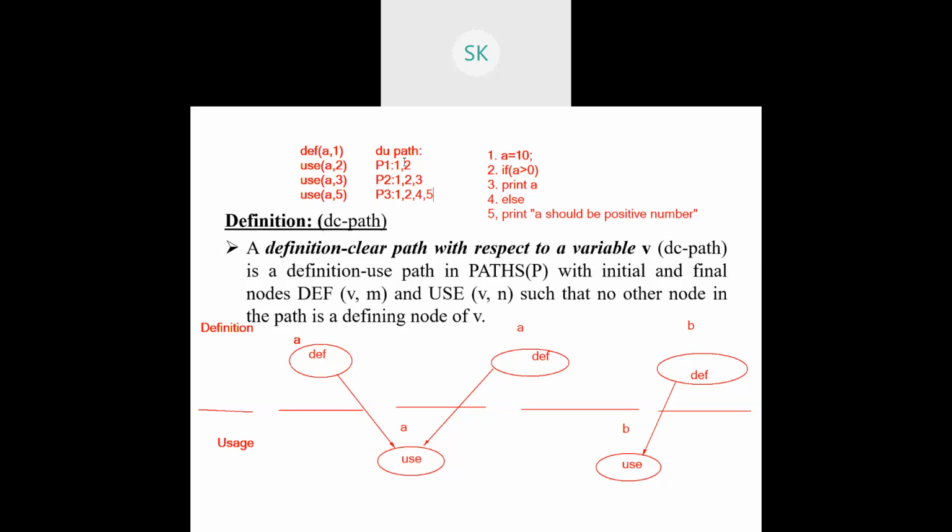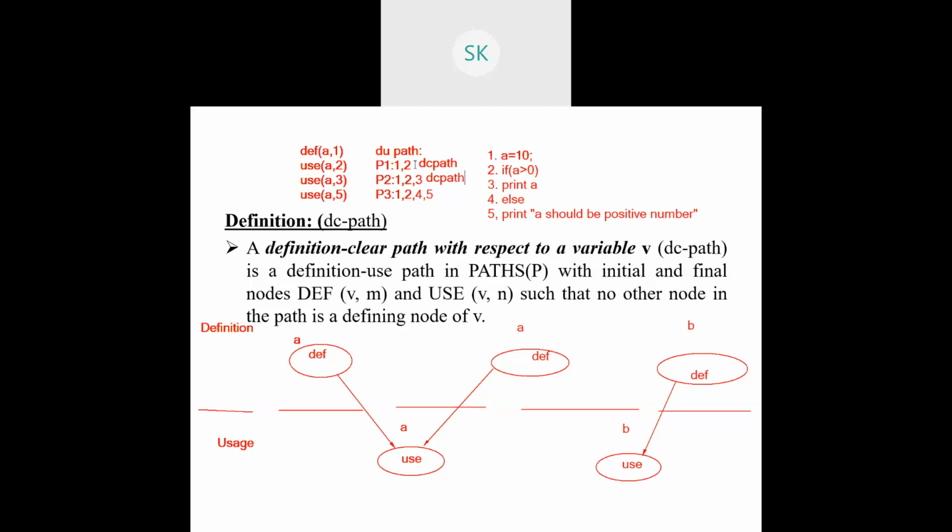We call each particular path as definition clear. This DU path, whatever you have given, is nothing but a DC path also. DC path is also possible with respect to the first one. Similarly, this is also a DC path.